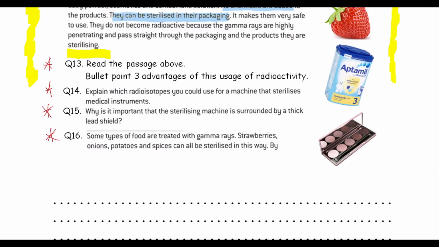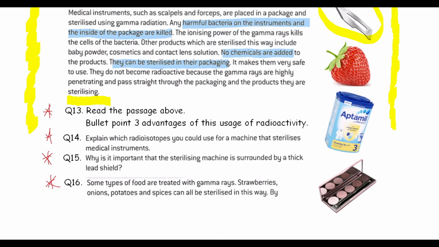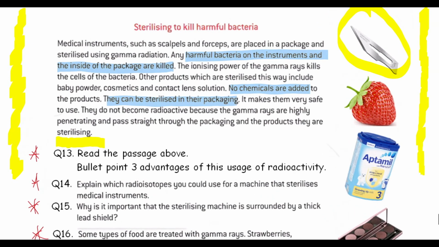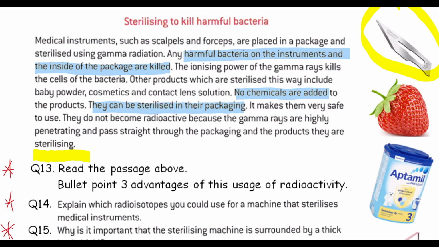Okay, so question 13. Read the passage above. Bullet point 3 advantages of this usage of radioactivity. I've just gone ahead and highlighted 3 that you could put as bullet points. 1, harmful bacteria on instruments. The second point here, no chemicals are added, so it doesn't affect the product. And also they don't need removing from the packaging.